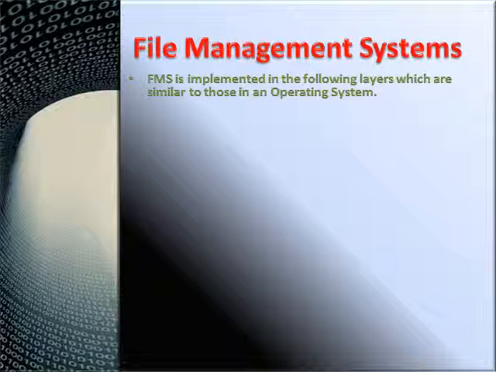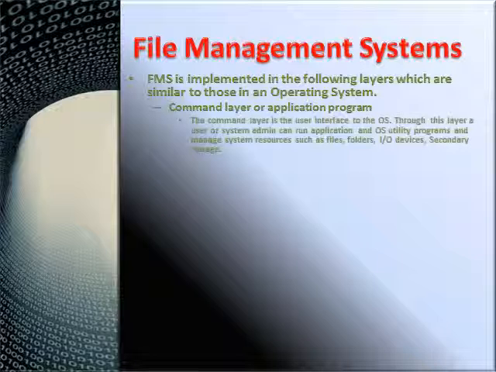An FMS is implemented in the following layers, which are similar to those in an operating system: command layer and application program. The command layer is the user interface to the operating system. Through this layer, a user or system admin can run application or OS utility programs and manage system resources such as files, folders, I/O devices, and secondary storage.